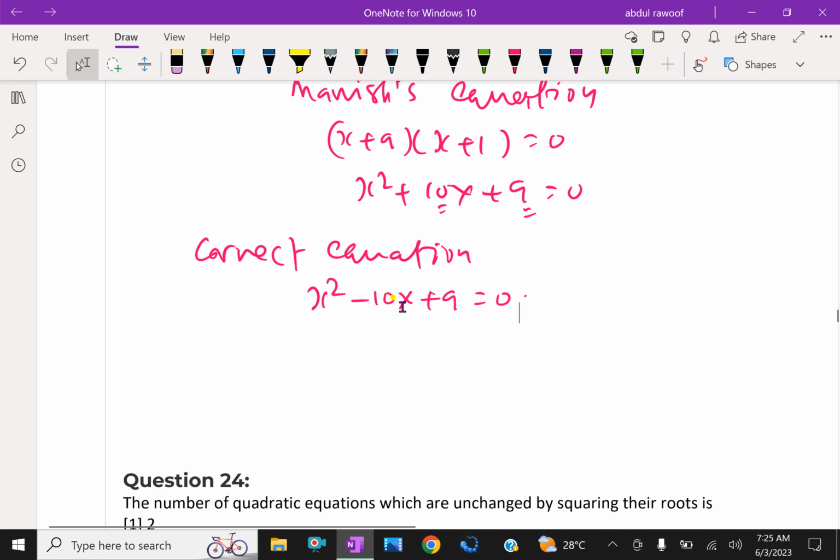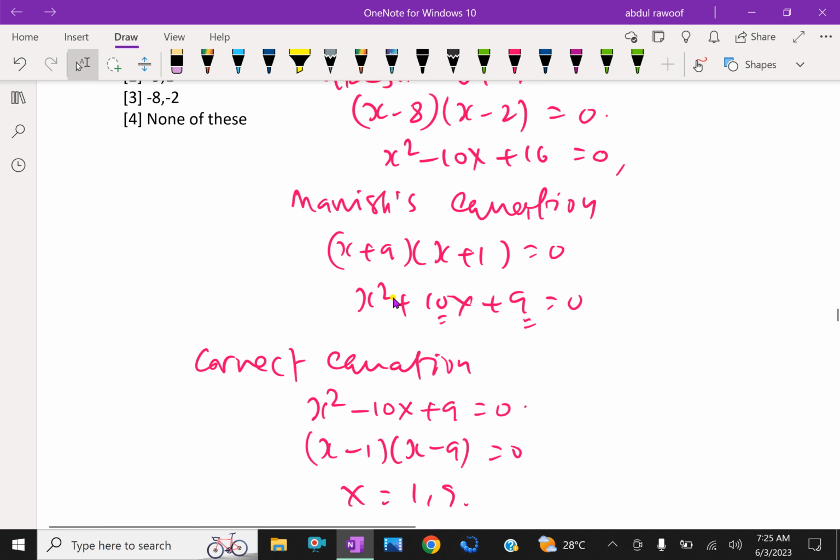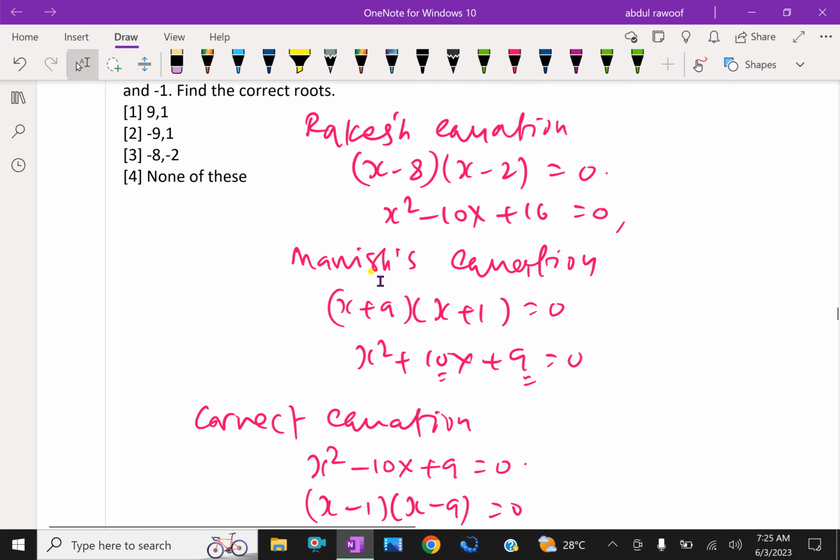Therefore, factorizing, (x minus 1)(x minus 9) equals 0. Therefore, the solution is x is 1 and 9. Therefore, the correct solution is x is 1 and 9. That is 9 and 1, option A.